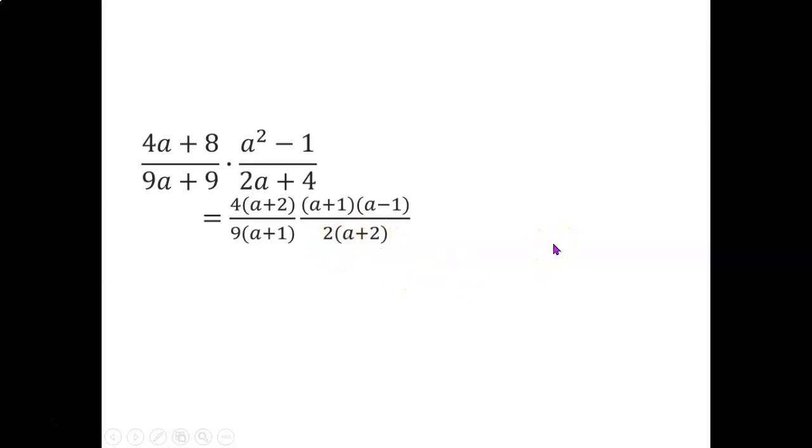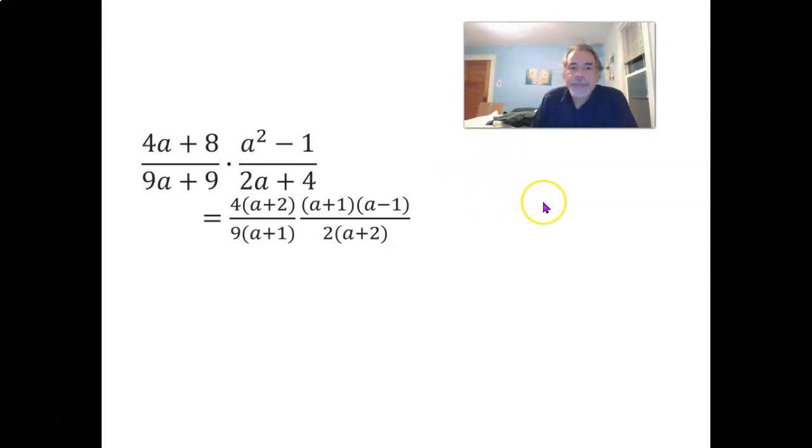Okay, now for the fun part. Now we can go canceling stuff. What can we cancel? What can we get rid of here? I see the a plus 2's on top and on the bottom, and a plus 1 on top and on the bottom, and, well, there's a 4 over a 2 that would reduce to like a 2 over a 1. So 2 times a minus 1 over 9 is what we have left.